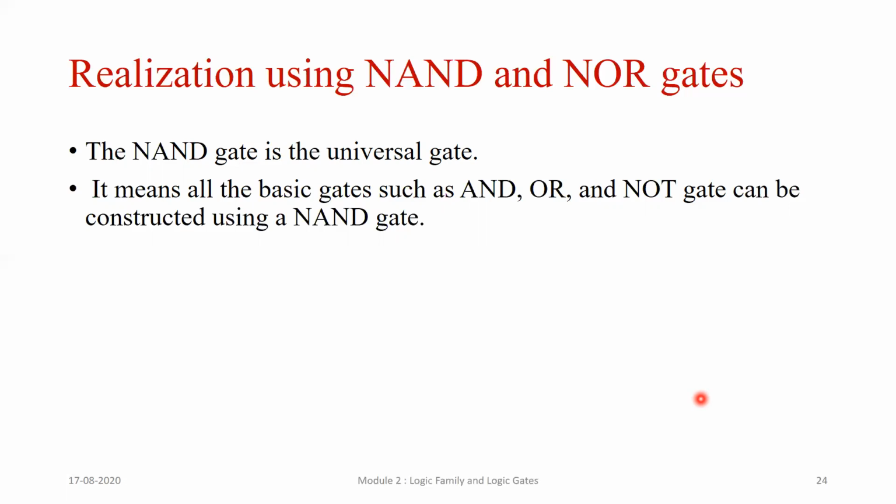We studied how many gates? AND gate, OR gate, NOR gate, NOT gate, XOR gate, XNOR gate. All those operations we can perform using NAND and NOR. That's why they are called universal gates. Now let us see how, using NAND first. We will implement AND, OR and NOT using the NAND gate, and in the next case, we will implement AND, OR and NOT using the NOR gate.